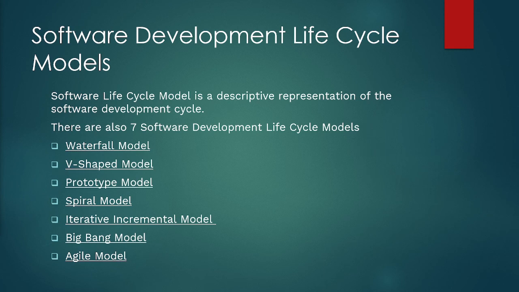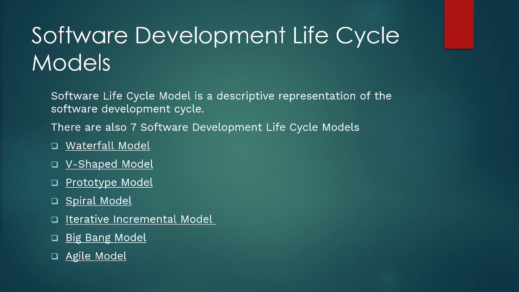Spiral model. The spiral model includes iterative and prototype approach. Risk analysis is done extensively using prototype models, and the cost can be high as it may take a large number of iterations, which can lead to a long time to reach the final product.